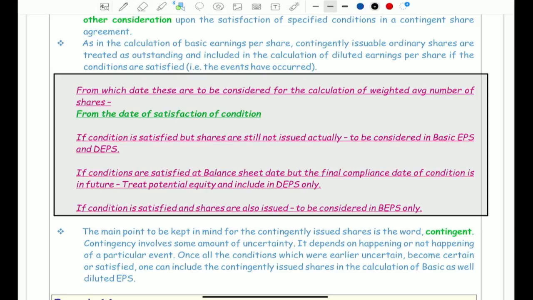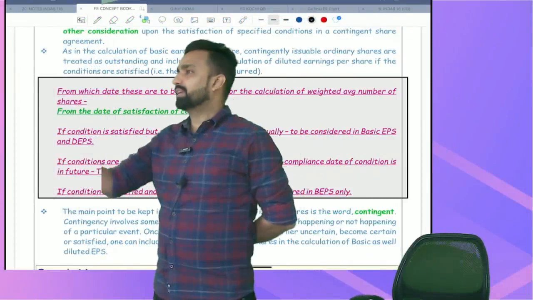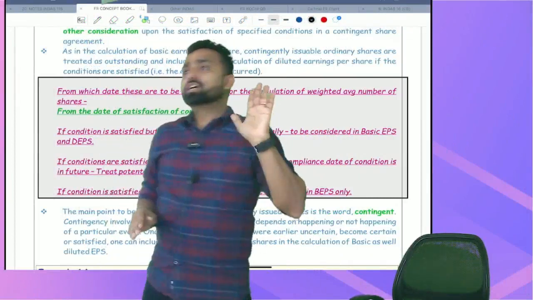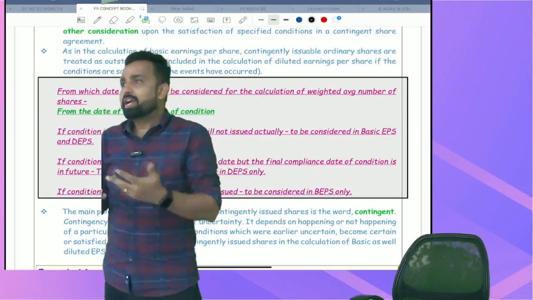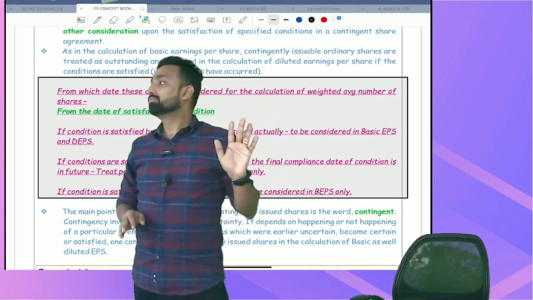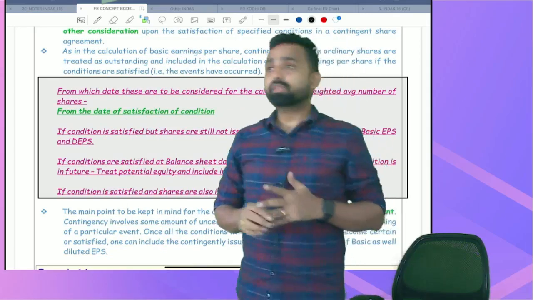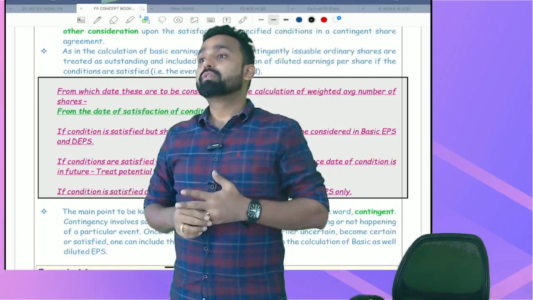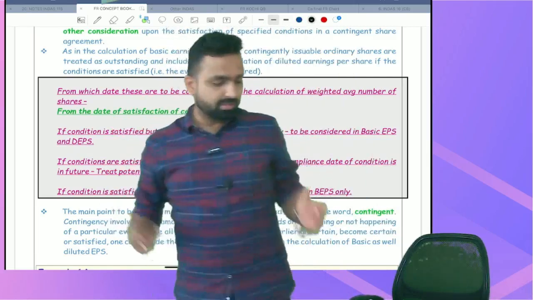So what is the rule, guys? The rule is very simple. Is the condition satisfied or not? Point number one: is the condition satisfied? Once it is satisfied, take them in the basic EPS. Second, the condition is going to be satisfied in the future, but as on balance sheet it is almost satisfied, then only diluted EPS. Guys, are you understood now? Condition is satisfied, shares are also issued, so it is part of basic EPS. Understood or not? Simple.